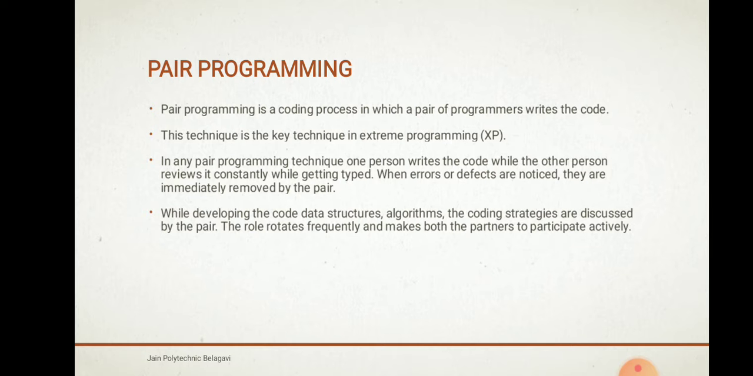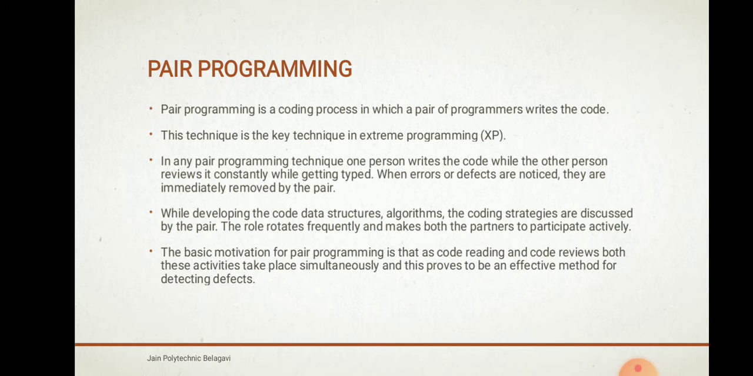Now this role rotates frequently and makes both partners participate actively. It is not that one partner should always do coding and the other should review it. It may so happen that sometimes the reviewer may start the coding next time and the other person reviews it. Okay, so it is not compulsory that one person should code and one person should review. They can exchange their roles. The basic motivation of pair programming is that code reading and code reviews, both these activities, take place simultaneously at the same time. So it is an effective method for detecting defects.